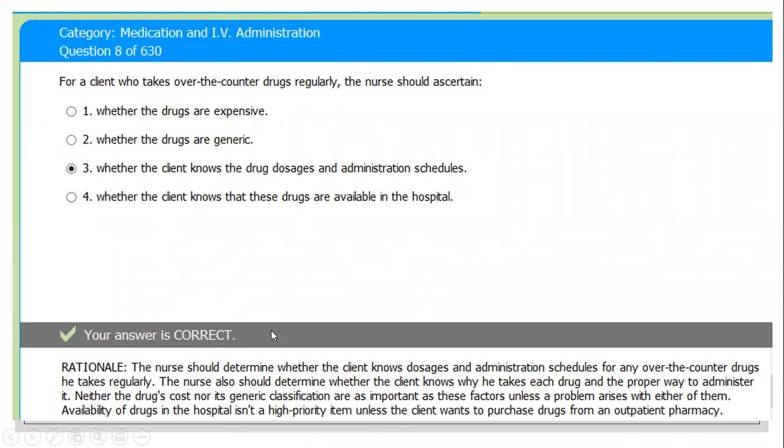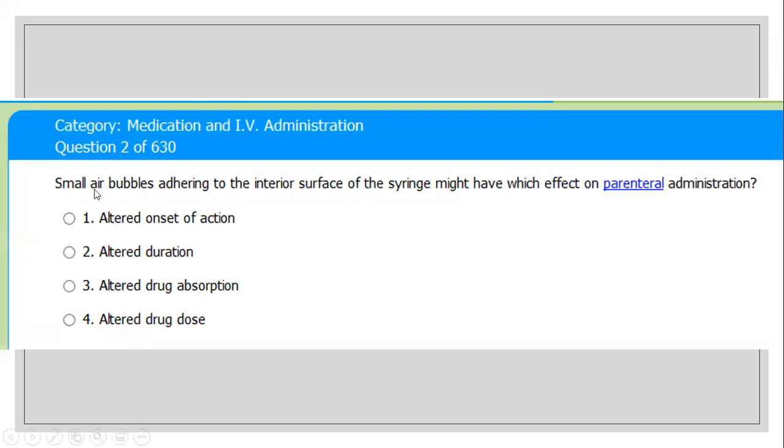So out of 4, we have to choose which one is more related to the patient's body, right? Yes. Now, second question: a small air bubble adhering to the interior surface of a syringe might have which effect on parenteral administration?